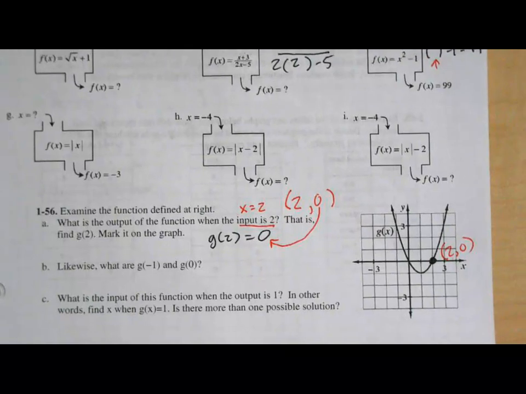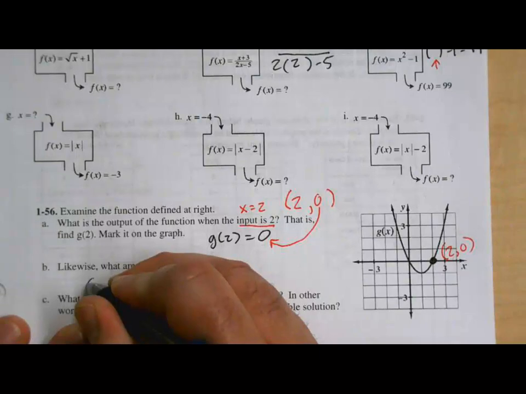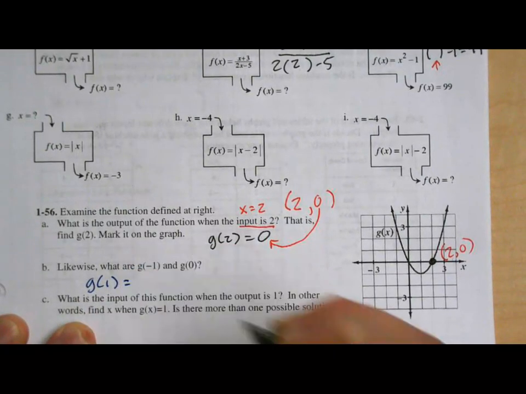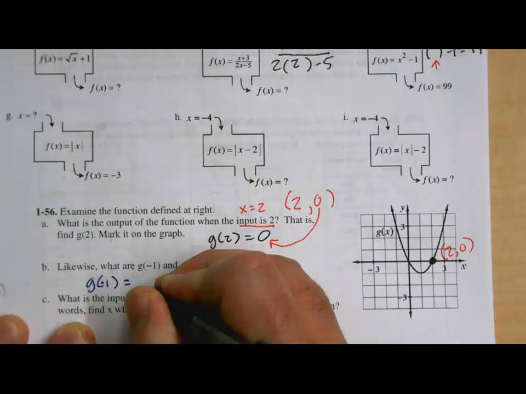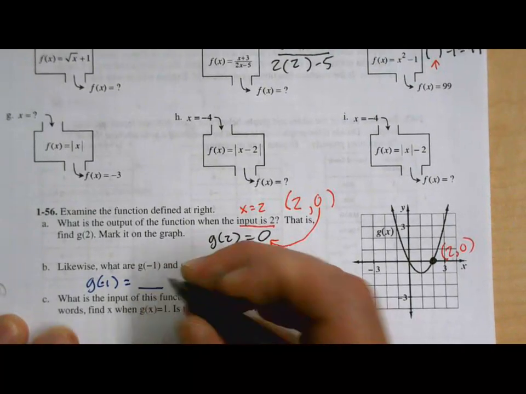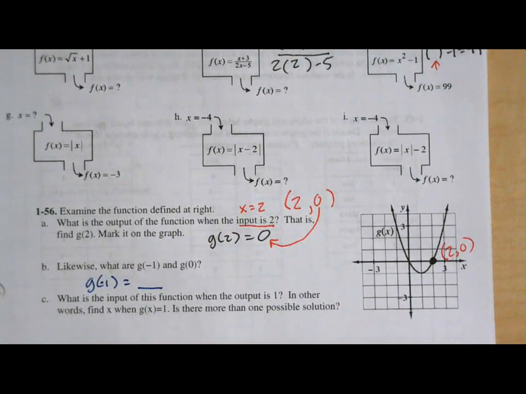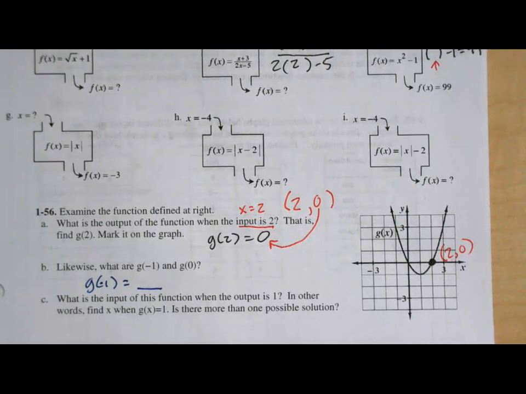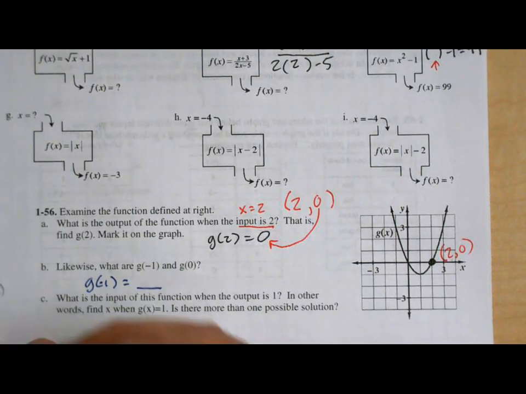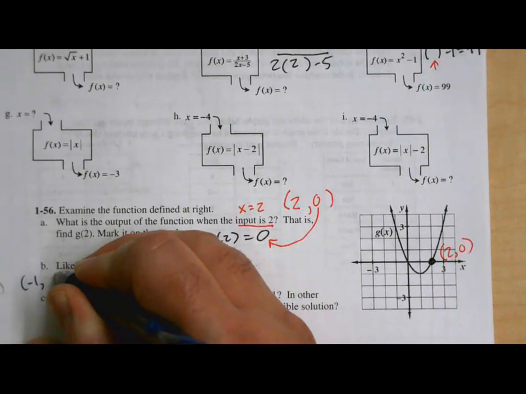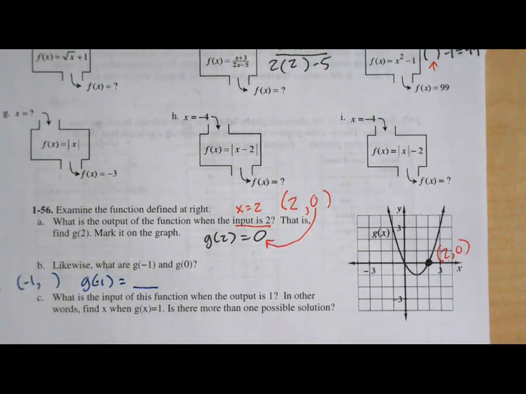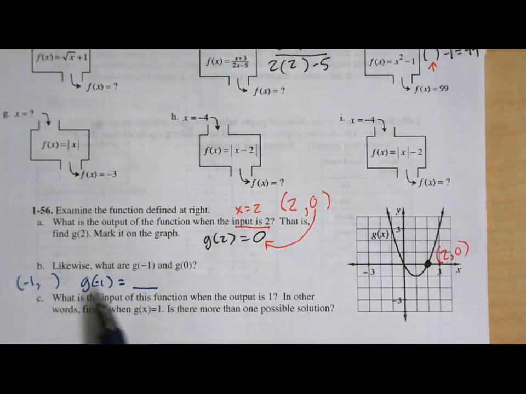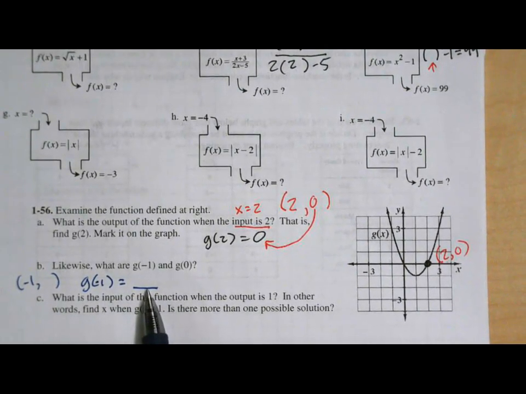So in part B, when they ask you to find g of 1, g of -1, what they're asking you to find is, can you find a point on this graph that has an x-coordinate of -1? And whatever its y-coordinate is, that's going to be your answer here. That's going to be what g of negative 1 is.